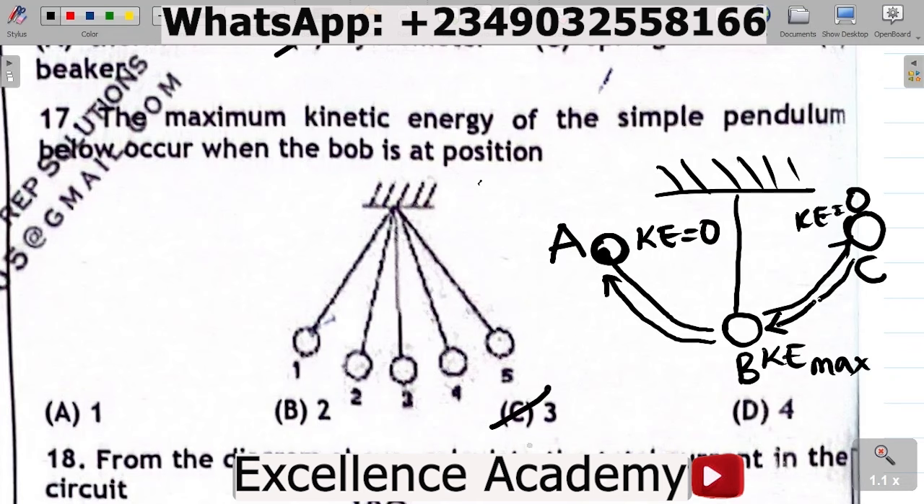If they ask you the position for zero kinetic energy or the minimum kinetic energy, you have two positions, A and C, which in this case will be 1 and 5. So 1 and 5 will have the minimum kinetic energy. Meanwhile, the maximum will be at the center, option B, which is number 3.